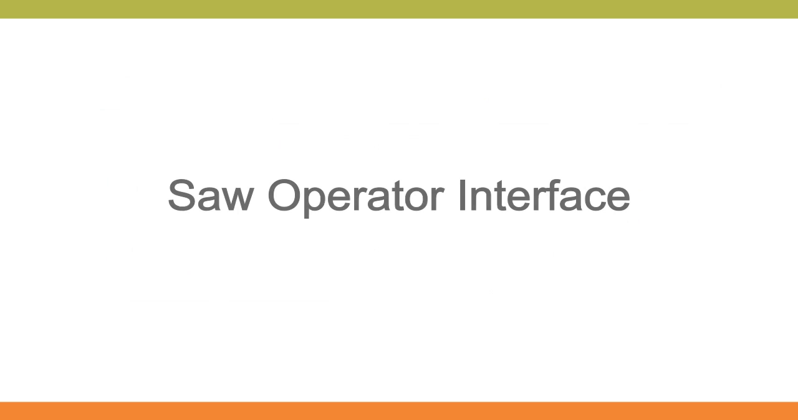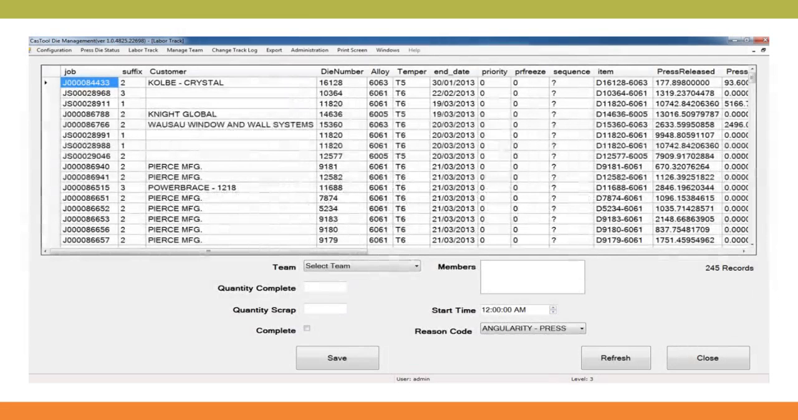The final VOS module is the saw operator interface. For each job, the quantity completed and scrap can be reported. The data can be used to calculate the net pounds produced per die copy. This information can then be sent to the MRP system using a stored procedure.